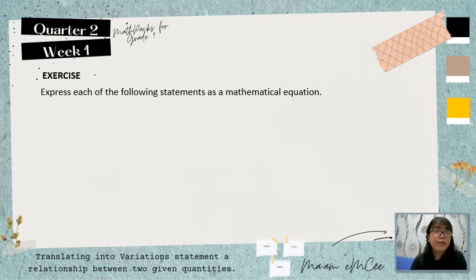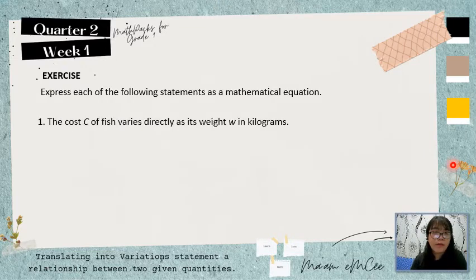Now, let us have some exercise. Express each of the following statements as a mathematical equation. First, the cost C of fish varies directly as its weight, W in kilograms. So how do we write this into a mathematical equation? So again, we have here the first variable is C. C is equal to, its weight is W. So we have C is equal to KW.